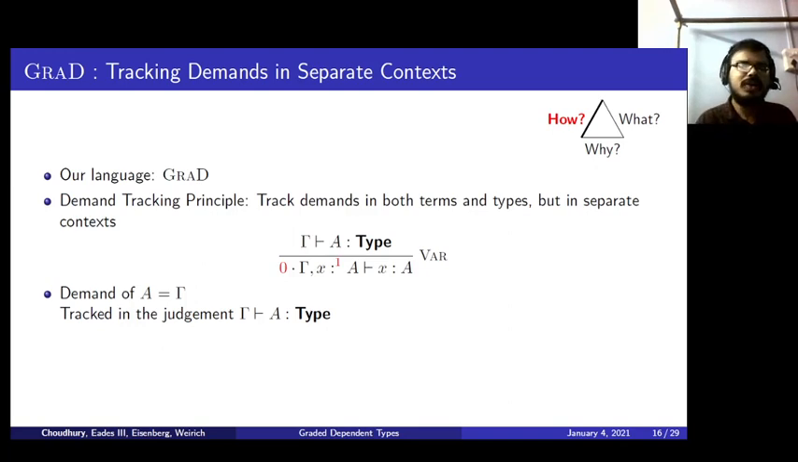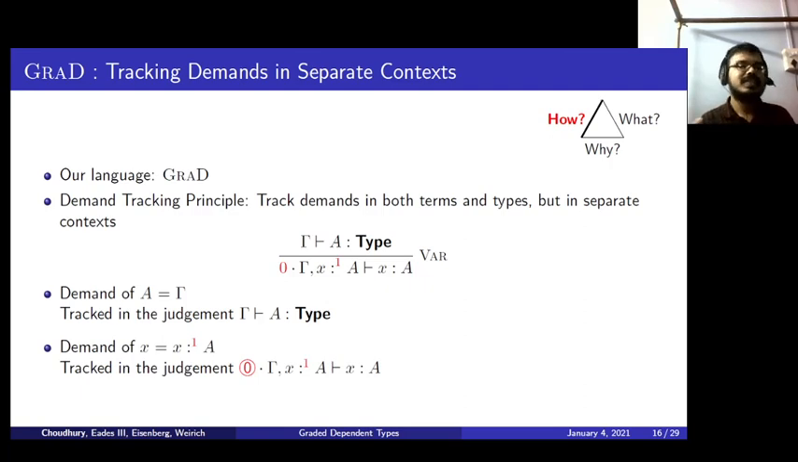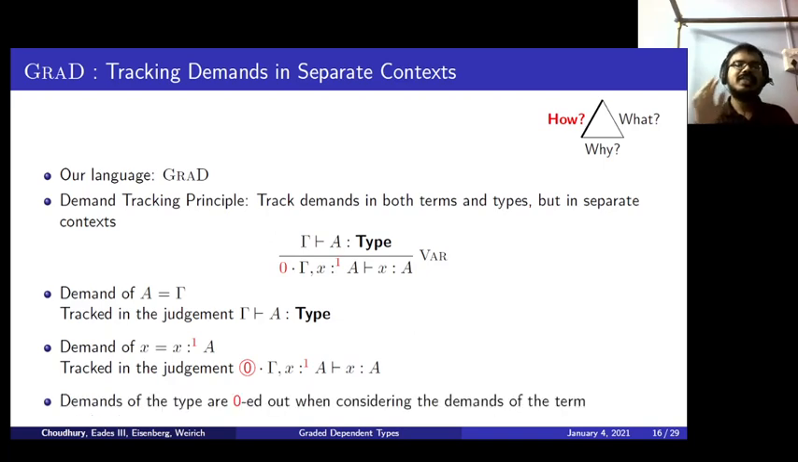The conclusion has X whose demand is one copy of X. It is tracked in the conclusion judgment. Now note that the demands of the type are zeroed out. The demands of the type gamma are zeroed out, that is, gamma is multiplied by 0 when considering the demands of the term X.